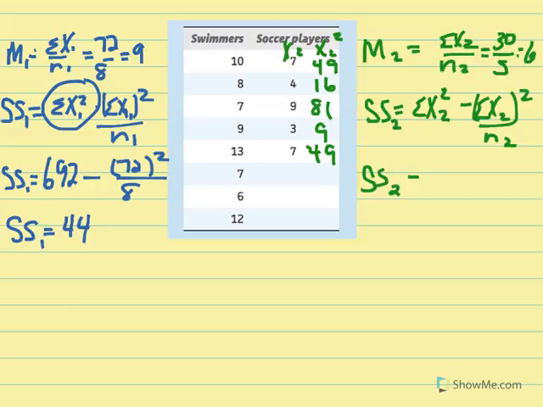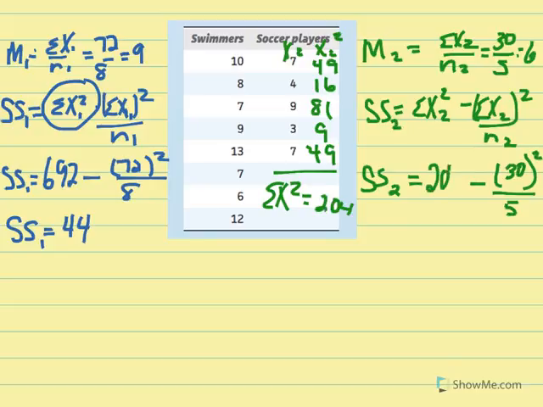SS for our second distribution: we know what the sum of x is. That was part of our mean equation, which is equal to 30. We're going to square that. N is equal to 5. And now we need the sum of all our x values that have been squared. I've already squared them for you to save a little time. We should get a value of 204. 204 is the sum of all x values in our second distribution that have been squared. So if we take 30, square it, divide by 5, and subtract it from 204, the SS for our second distribution is equal to 24.